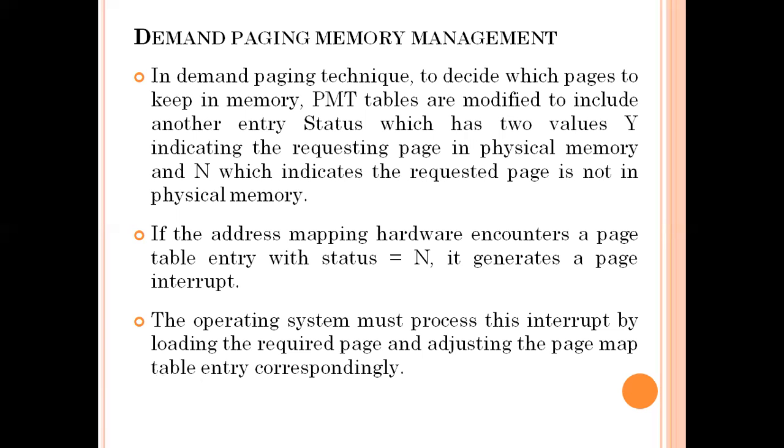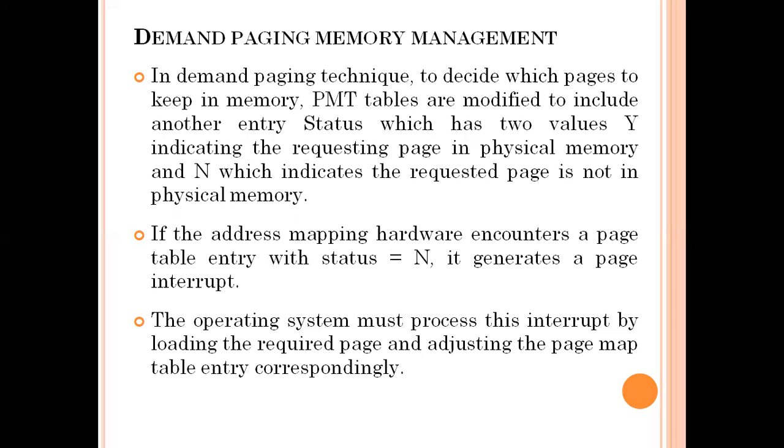So which page is available in which block, we will come to know from the page map table in the case of the paging memory management technique. But in the demand paging memory management technique, the page map table is provided with another column that indicates the status of the page. The status is only either yes or no. Yes means the corresponding page is in the physical memory. No means the corresponding page is right now not there in the physical memory.